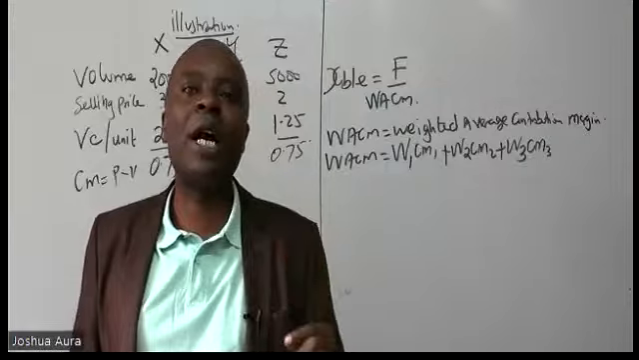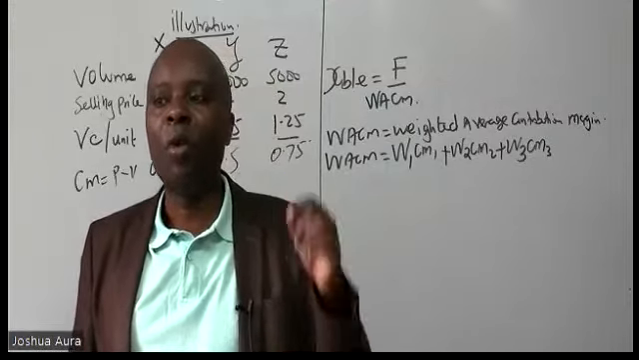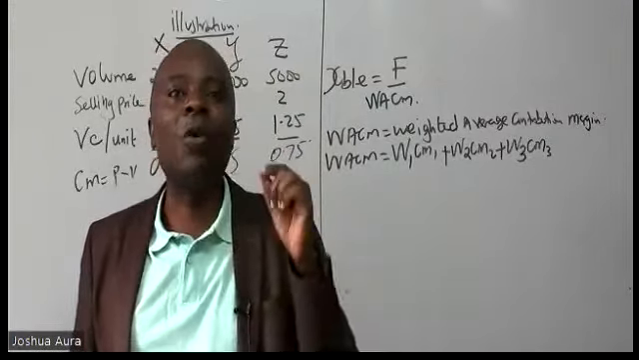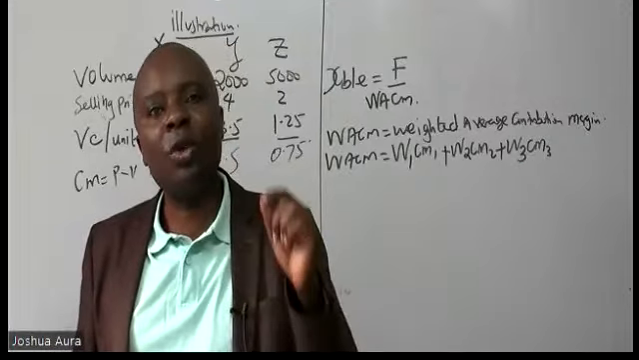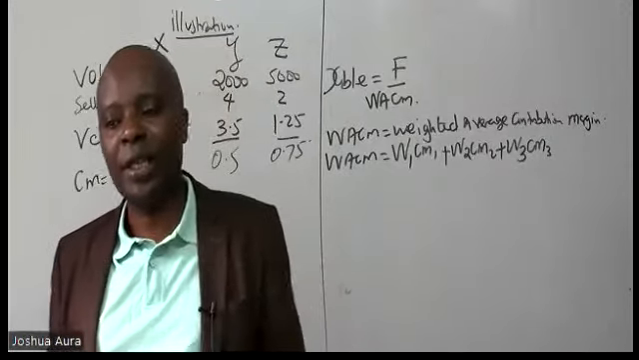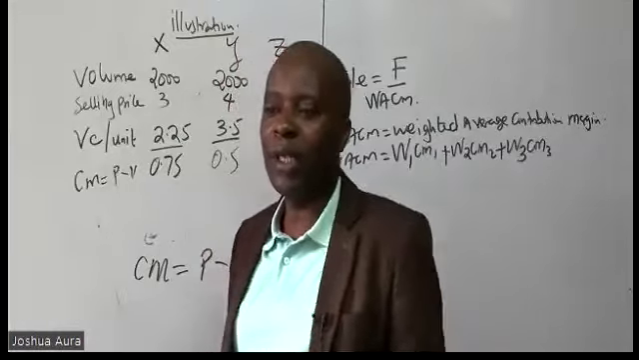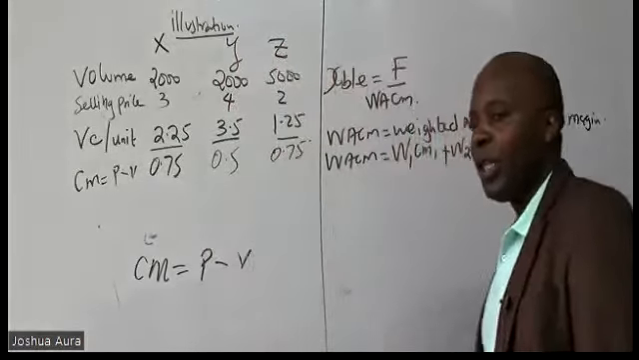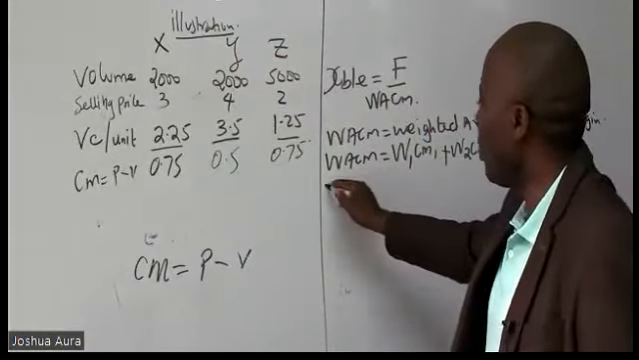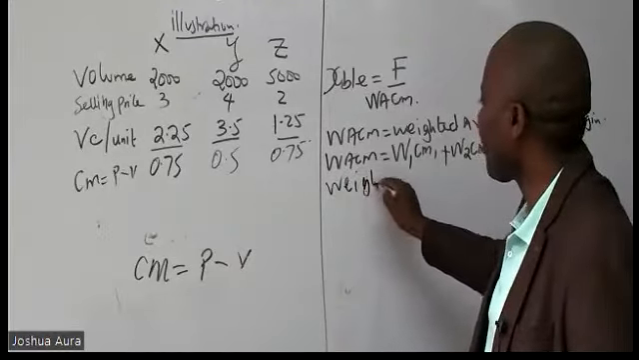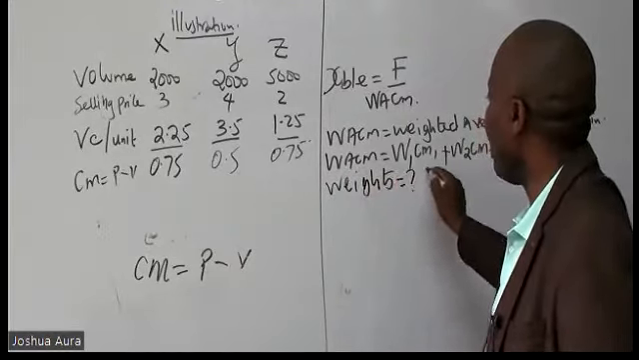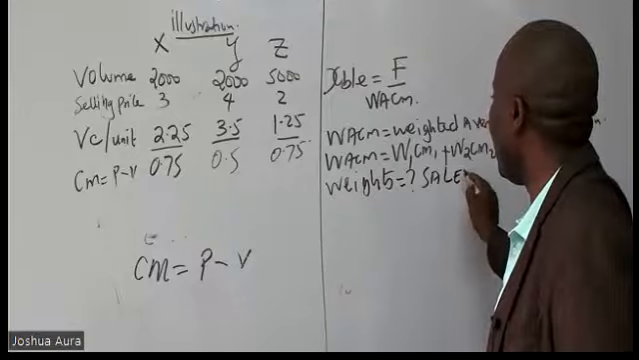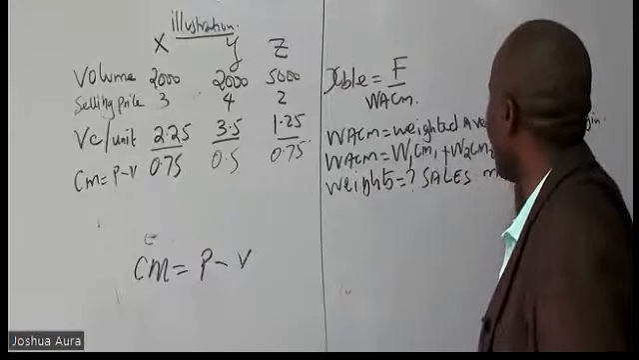We are lucky to have the contribution margins. What we do not have are the weights. What do we need to do to be able to get the weights? So how do we get the weights? Remember that weights are normally obtained out of what we call the sales mix.